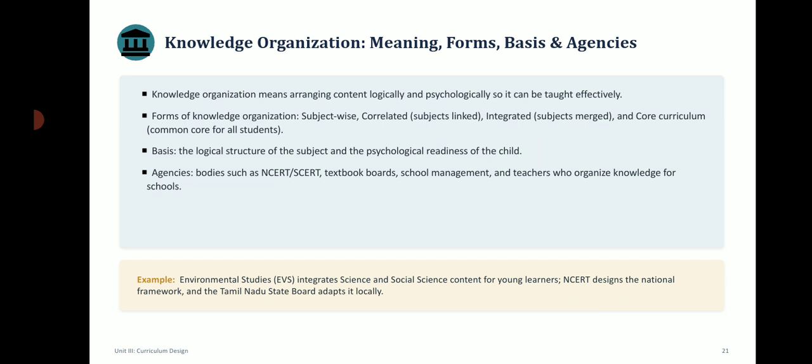Now, knowledge organization. What is the meaning? What are the forms, basis and agencies for this knowledge organization? Knowledge organization means arranging content logically and psychologically so it can be taught effectively. So it has to be arranged logically and psychologically as well. Knowledge organization is actually a management idea, describing an organization in which people use systems and processes to generate, transform, manage, use and transfer knowledge based products and services to achieve the goal.